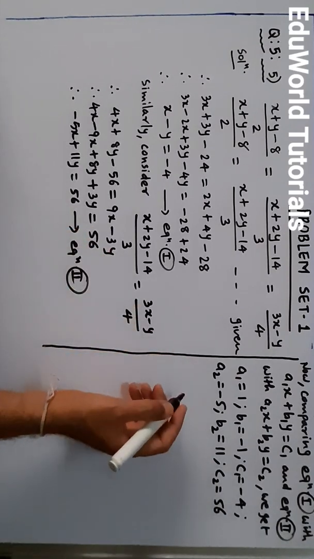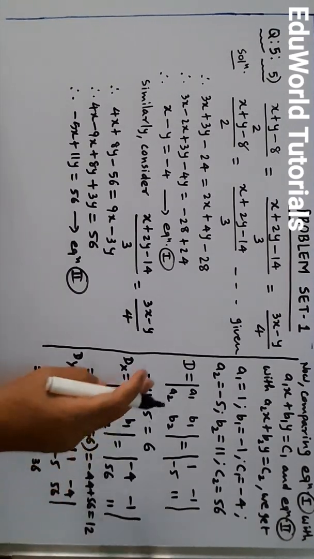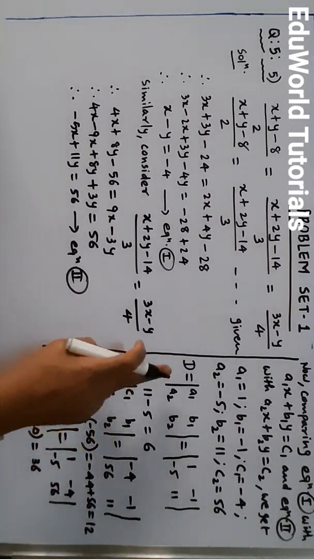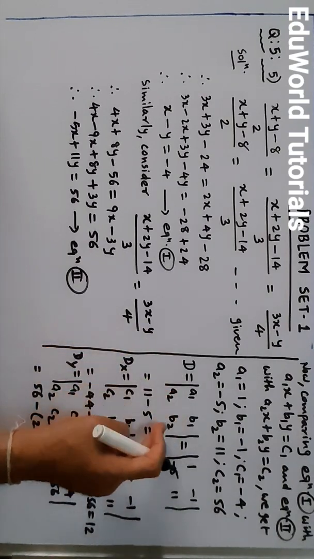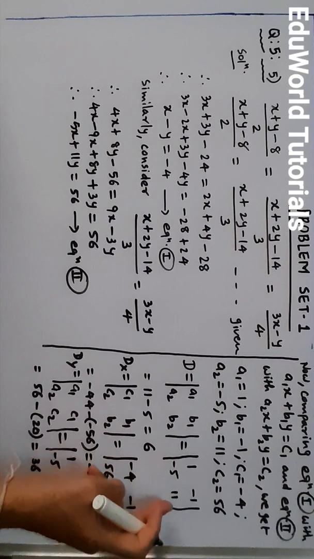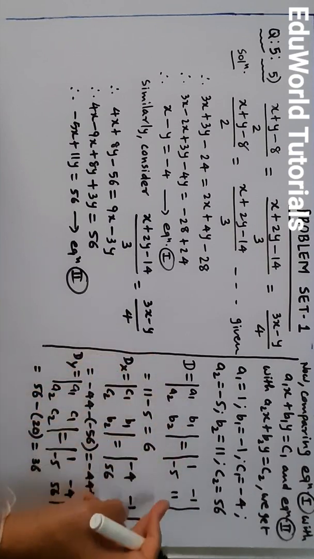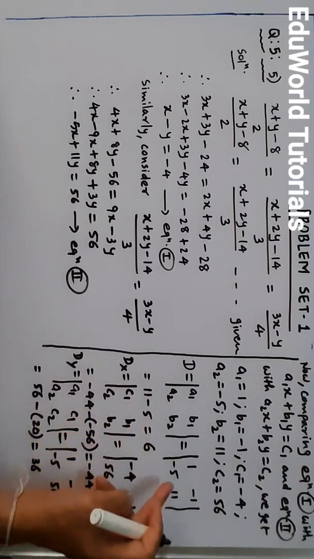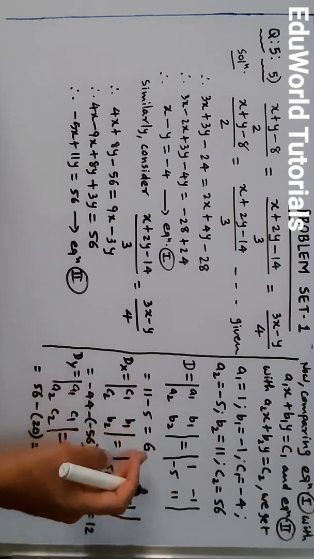Now we have to form three determinants. Which are the three determinants? Three determinants are D, Dx, Dy. We know that D determinant consists of a1, a2, b1, b2 columns. Values I have kept. So on cross multiplying we get the value of the determinant D. 11 ones are 11, minus 5 into minus 1 is plus 5. So 11 minus 5 is 6.